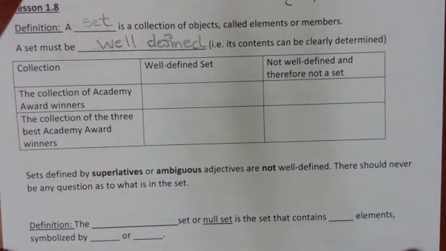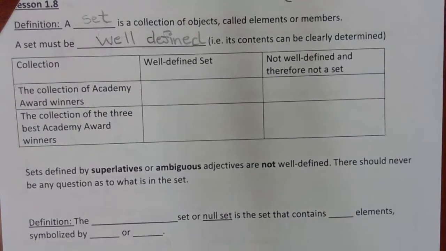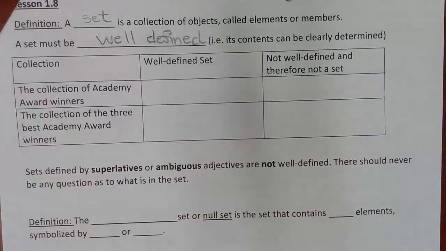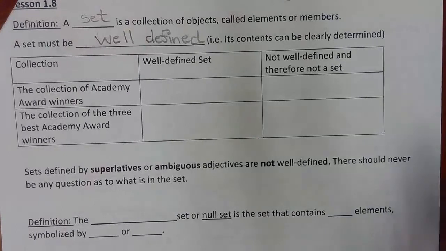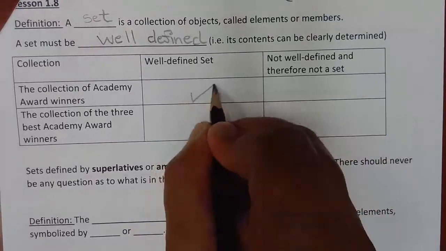Okay, the collection of the Academy Award winners. Now, I don't know who the Academy Award winners are because I don't watch that kind of thing, but that's not what they're asking here. What they're asking is, is that well defined? Sure it is, because you could get online and look up anybody that's ever won an Academy Award. That information is very easily accessible on the internet. So is it well defined? Yes.